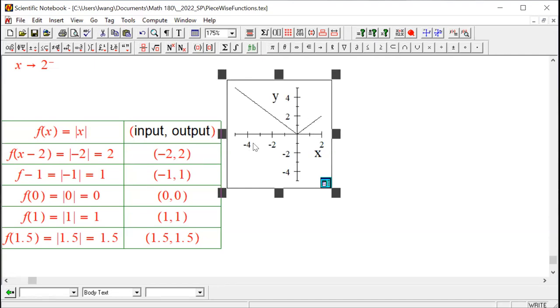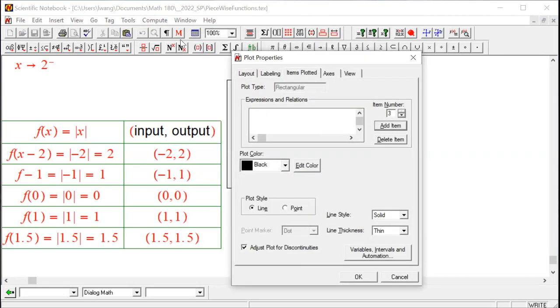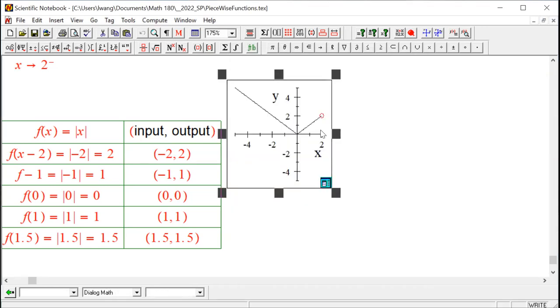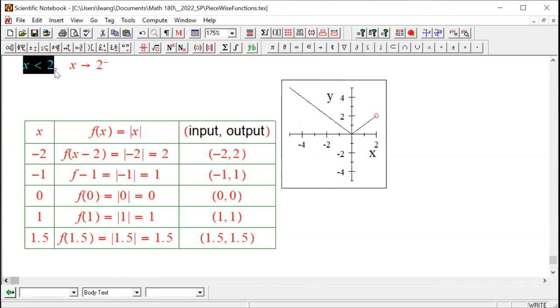Yes, on this piece, that's the picture we're getting, from negative infinity up to 2. And over here, we're going to put a little circle. The circle is going to be at 2, with a little circle. And this circle means that when x equals 2, this rule of the function does not apply. So we have graphed half of the function, which is for x less than 2.